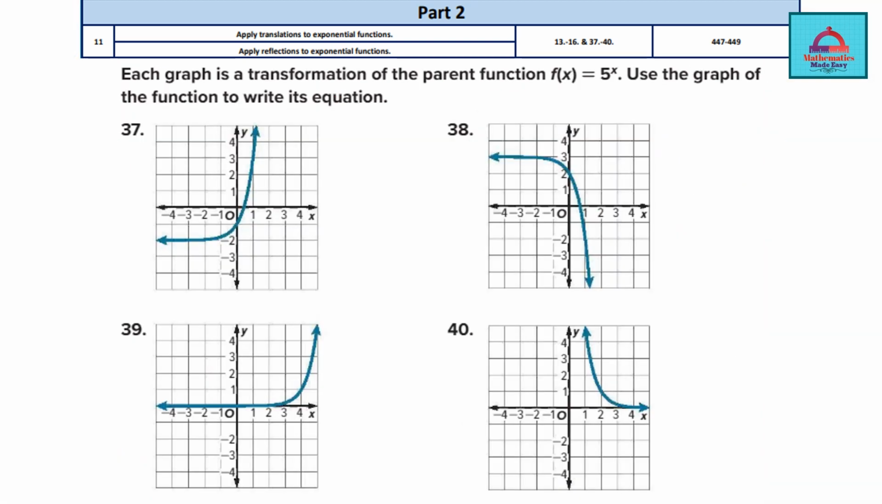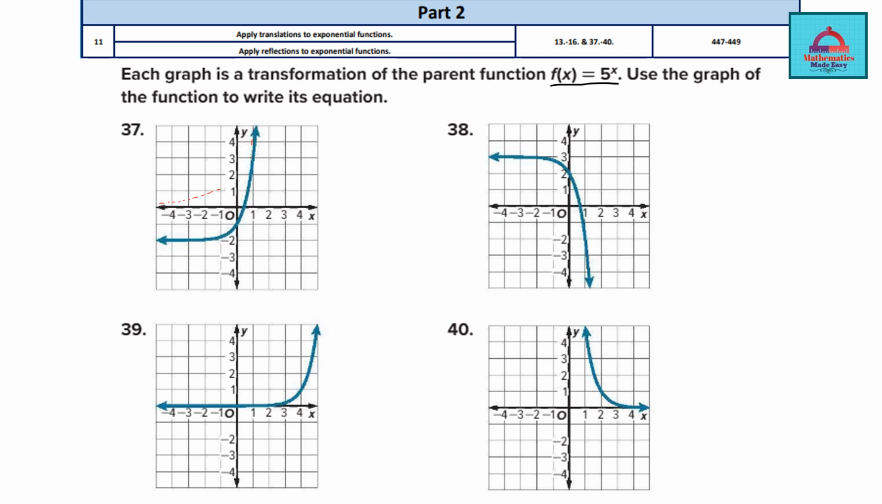Again, similarly for questions 37, 38, 39 and 40, we are going to use transformations of the parent function. The only difference here is that the equation is different. Now the base is 5 and the power is x, but still it will be an exponential growth function. Roughly, I'm going to draw it here. So it is going to move in this way, going up, up and up. So it's an exponential growth function.